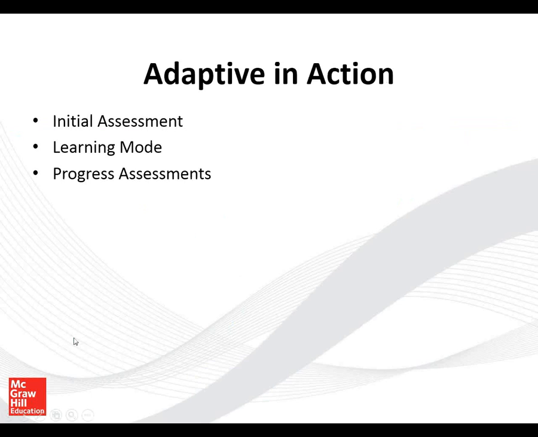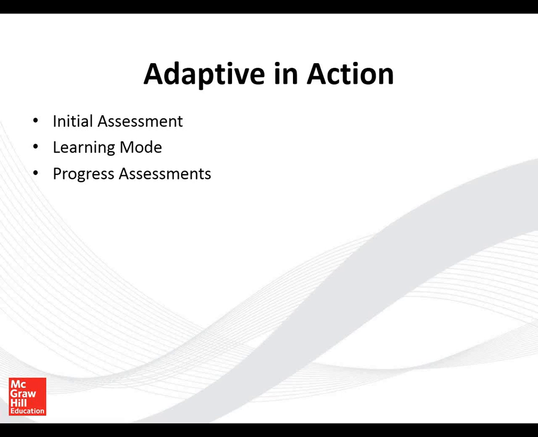All right, now a lot of learning systems describe themselves as adaptive. So I want to explain to you guys what that really means in ALEKS. ALEKS is going to be adapting content to the knowledge level of the student through all stages of this cycle of learning and assessment. So I'm going to be going through three main components of ALEKS that are adaptive. We'll take a look at the initial assessment and also learning mode and progress assessments.